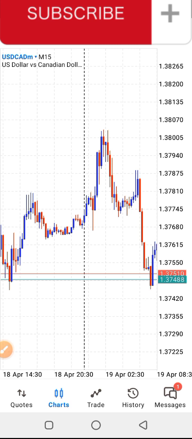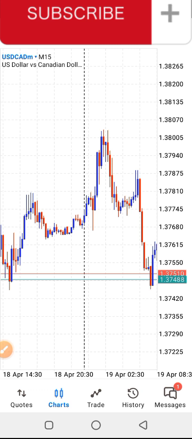Do your analysis on higher time frame, H4, H1. Do your analysis on those time frames. Then you can now come down. When you already have a bias, you already know that the next movement of this market is bullish, or the current sentiment of the market is bullish, and it will continue like that for a while. Then you now drop down to your 15 minutes or 5 minutes time frame.